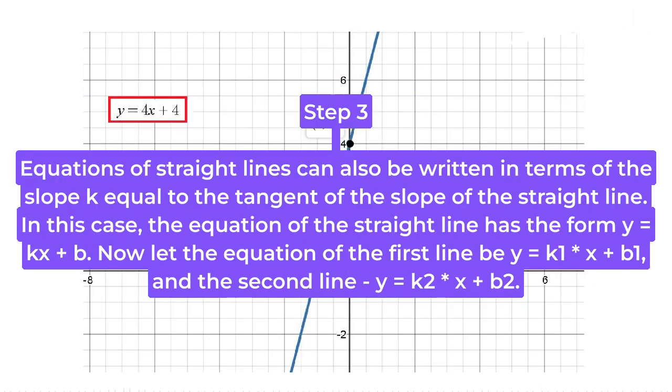Step 3. Equations of straight lines can also be written in terms of the slope k, equal to the tangent of the slope angle of the straight line. In this case, the equation of the straight line has the form y equals kx plus b. Now let the equation of the first line be y equals k1 * x plus b1, and the second line y equals k2 * x plus b2.